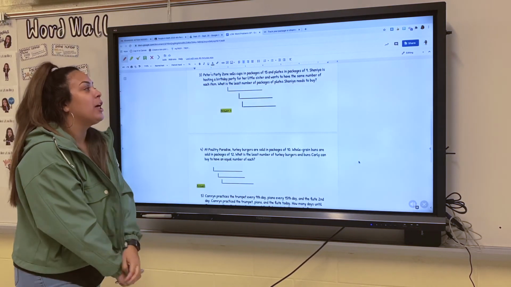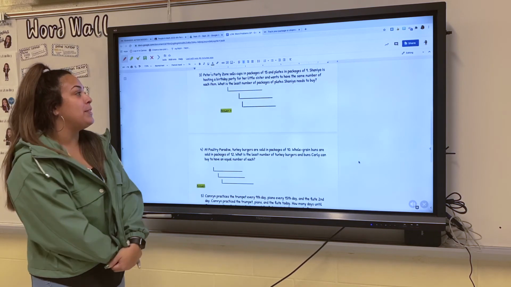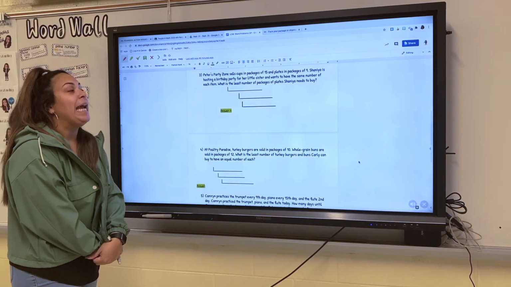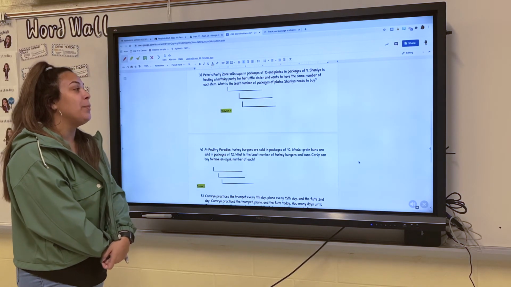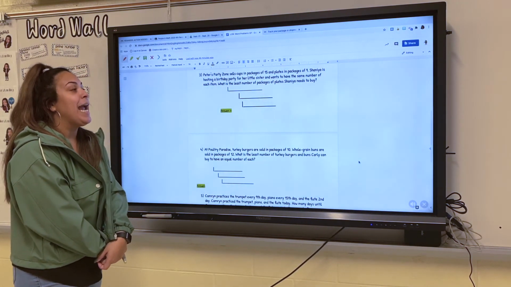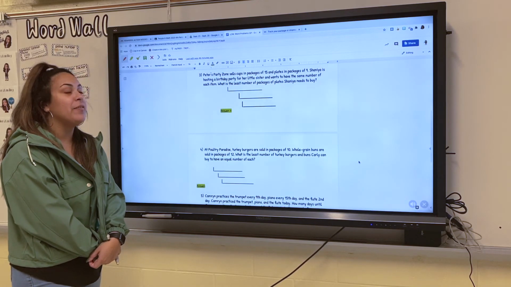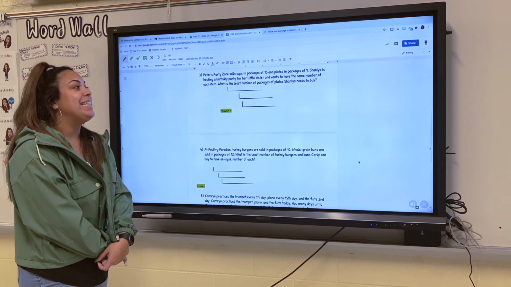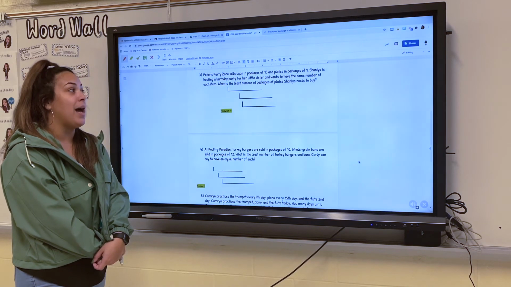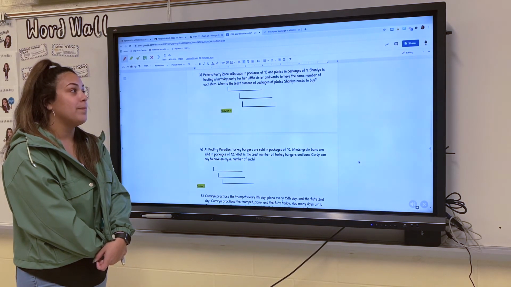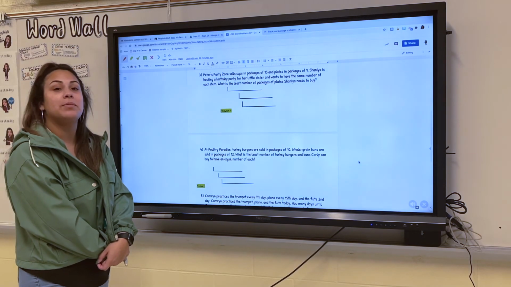Peter's Party Zone sells cups in packages of 15 and plates in packages of 9. Shania is hosting a birthday party for her little sister and wants to have the same number of each item. What is the least number of packages of plates Shania needs to buy? I think it's supposed to say cups and plates.